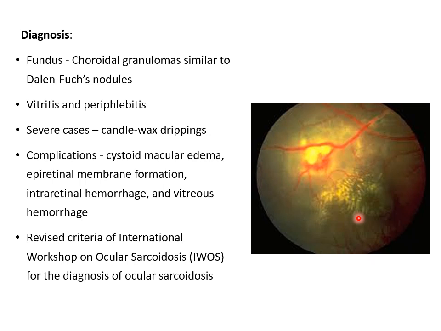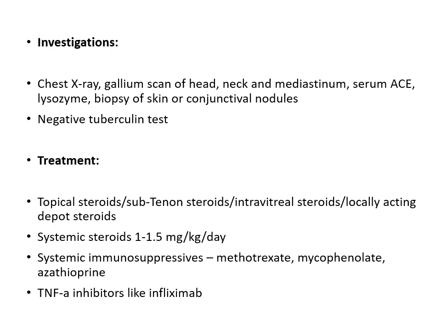Complications include cystoid macular edema. In this case, you see a macular star sort of pattern. There can be epiretinal membrane formation, intraretinal bleed, vitreous hemorrhage. Again, all the complications in all types of posterior uveitis are similar. The revised criteria of IWOS for the diagnosis of ocular sarcoidosis, you can go back and read, you'll find it in any ophthalmology book. These are the criteria to diagnose ocular sarcoidosis. That's your candle wax drippings for you.